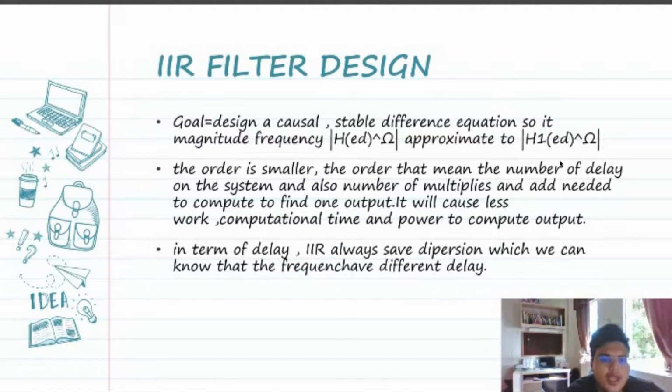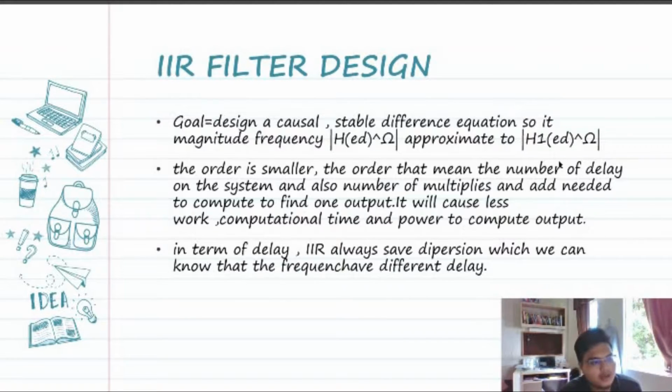What is the goal of the IIR filter design? The goal is to design a causal stable difference equation, so its magnitude frequency response H(e^jω) approximates H1(e^jω). The IIR filter also has a smaller order. The order means the number of delays in the system and also the number of multiplies needed to compute one output. It costs less work, computational time, and power to compute the output.